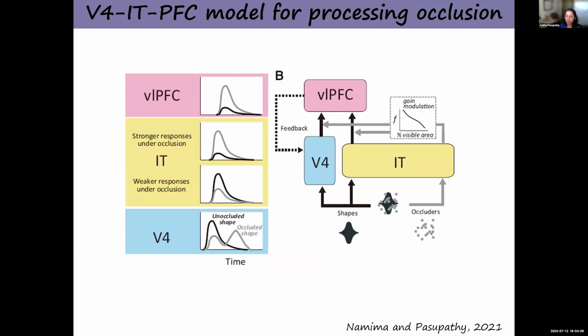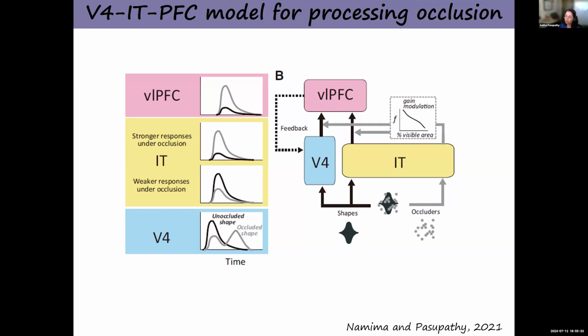So based on this, we modified our feedback model where V4 and IT sent feed-forward input into prefrontal cortex. The V4 and a subgroup of IT neurons carry information about shape. A subgroup of IT neurons carry information about occlusion. And these signals together modulate PFC responses, which then provides a feedback back into V4. Okay, so this is the basic hypothetical model that we were working with.